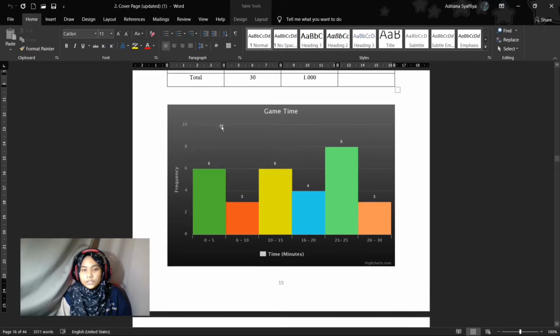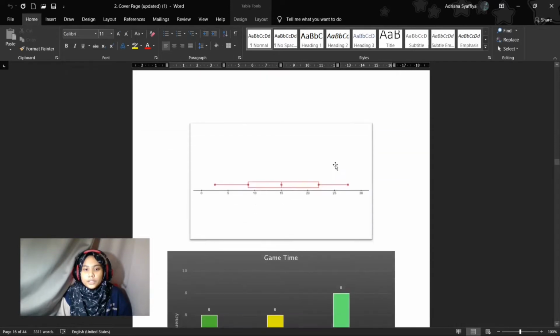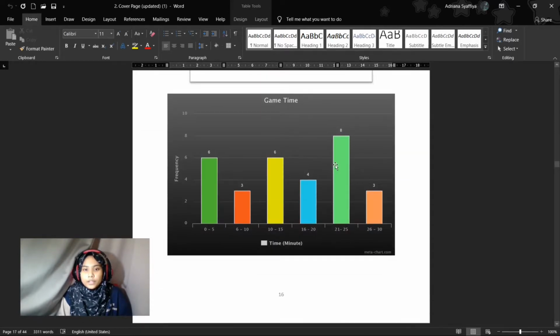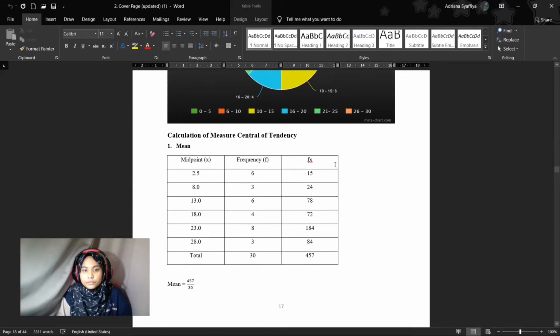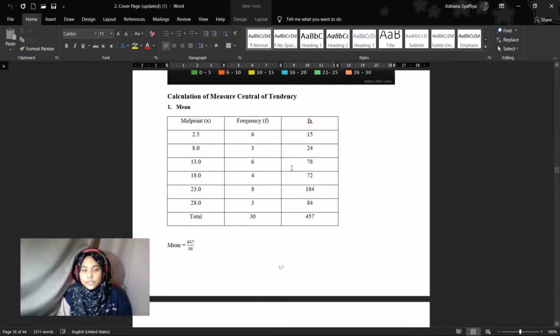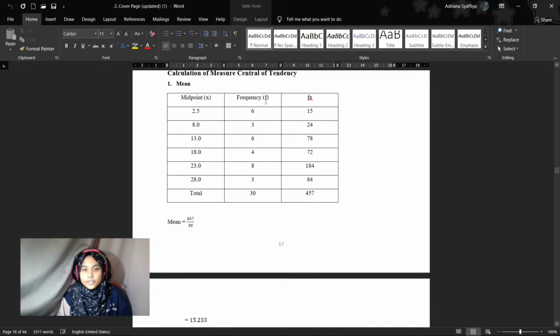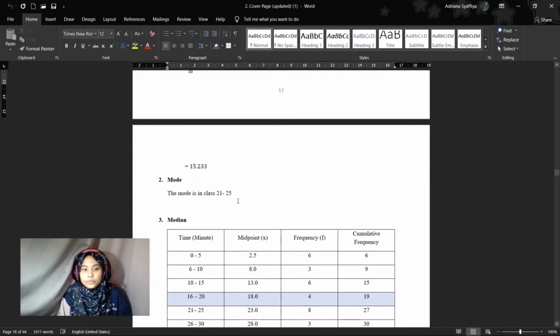And then this is the game time histogram, and then this is the box plot, and then this is the bar chart, pie chart, and then this is the calculation for the measure of central tendency. This is how we calculate the mean, f times x, and then we add all of this up, and then we got 457, and then we divide by 30, so we got the mean.